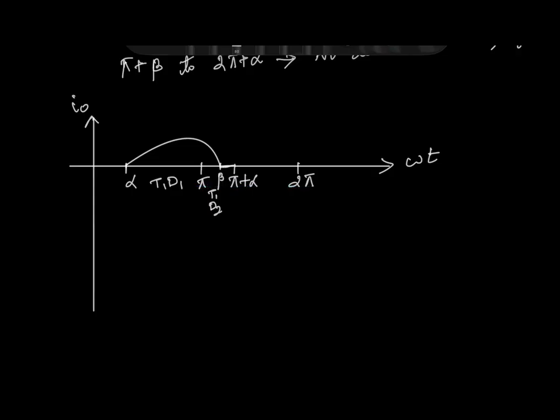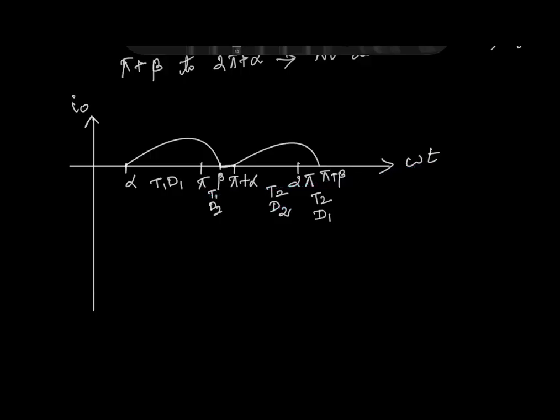So from alpha to pi, we will have the main devices conducting, T1 and T1. From pi to beta, we will have the freewheeling action taking place. Then from pi plus alpha to pi plus beta. This is pi plus beta. From pi plus alpha to 2 pi, current is carried by the T2 and T2 combination. From 2 pi to pi plus beta, current is carried by T2 and T1, that is freewheeling mode.